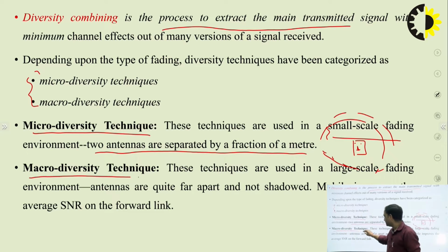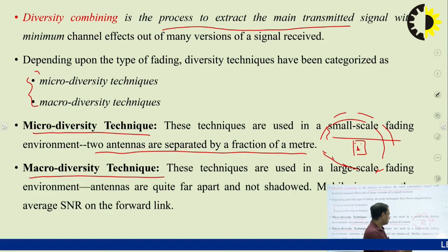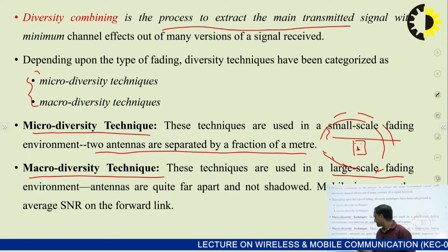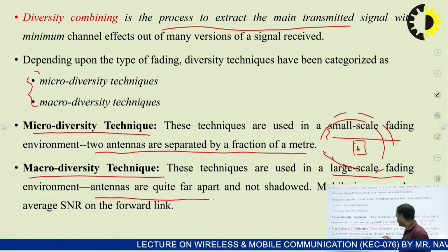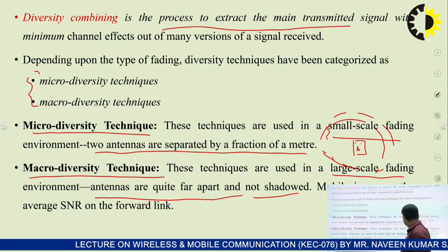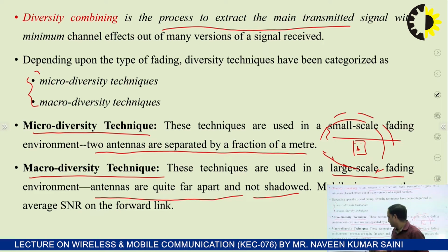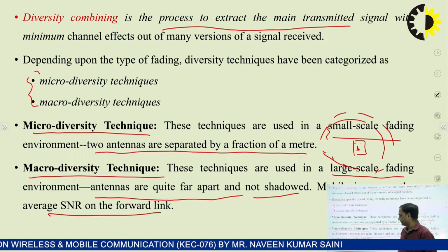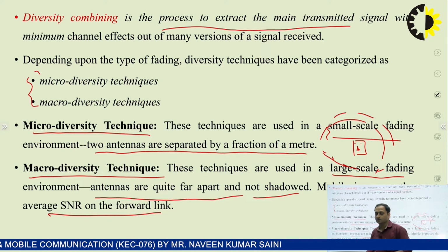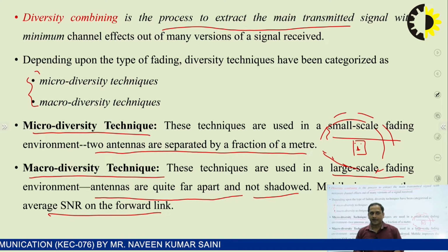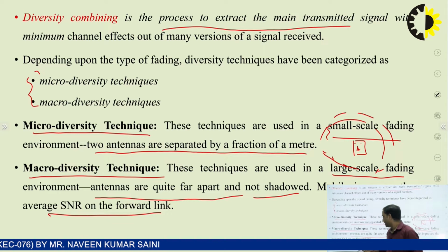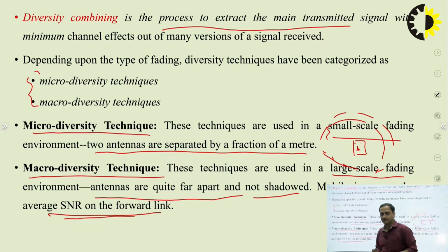Second is the macrodiversity technique. This technique is used when we have large scale fading, which occurs due to obstacles between the transmitter and the receiver for long distance communication. In this case the antennas are quite far apart and not shadowed, but the mobile improves the average SNR on the forward link. So in the microdiversity technique, we use the instantaneous SNR value of the signal, and in the case of macrodiversity technique, we find the average SNR of all the received signals at the receiving side.